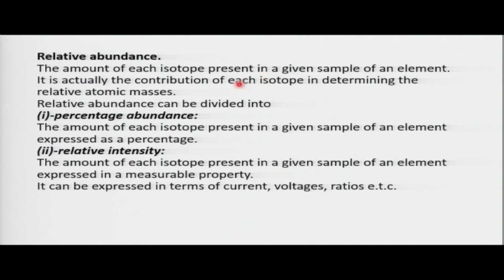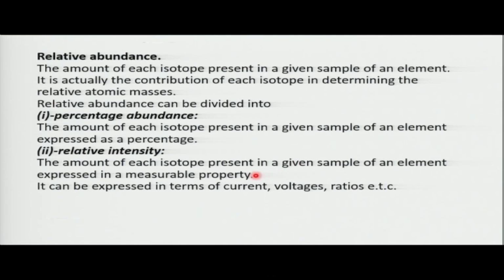So we can have two types of relative abundance. Relative abundance is the amount of each isotope present in a given sample of any element, expressed as a percentage. So you observe each isotope will have a given percentage, as we are going to see very soon. Then we have also relative intensity, which is the amount of each isotope present in a given sample of an element, expressed in a measurable property.